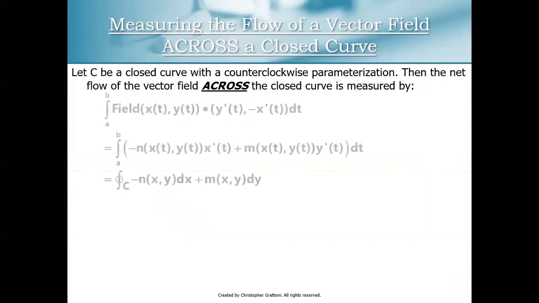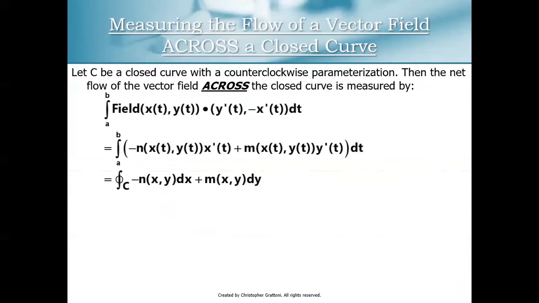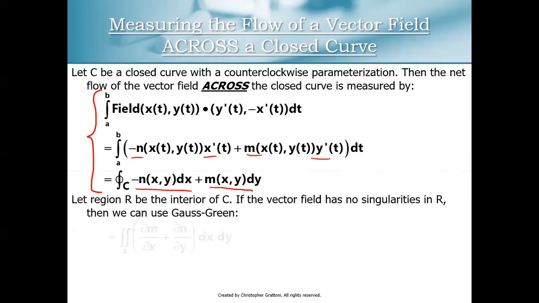Now we can repeat the same process with flow across. So you take your path integral that you have for flow across. We have three different ways of representing it: the integral of field dot normal, or the integral of negative N x prime plus M y prime, or the integral of negative N dx plus M dy. It doesn't matter how you represent it. If you plug that into the Gauss-Green formula, you get that another way of computing flow across is to compute the double integral of dM/dx plus dN/dy.